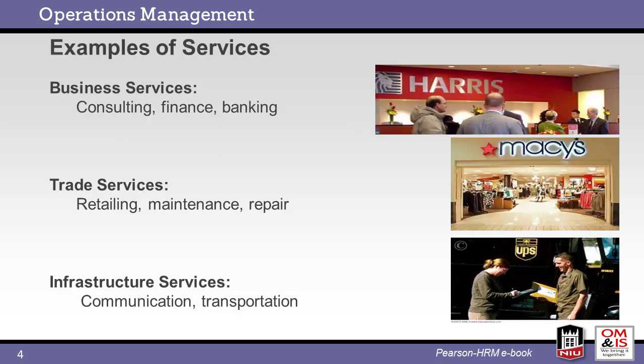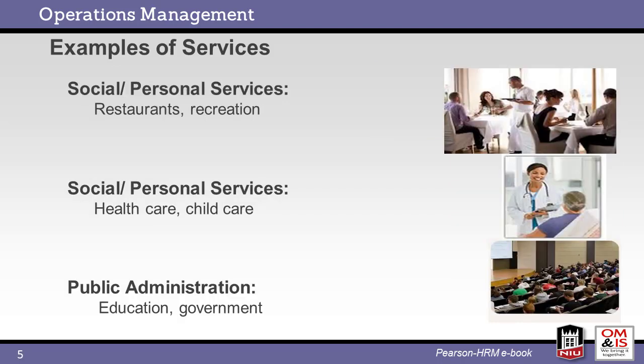Here we see examples of service businesses. Business services include banking and financial services. Trade services include retail, repair, and maintenance. Infrastructure services include communication and transportation. Other examples include social services like restaurants, recreational activities, healthcare, and childcare. Different governmental agencies and educational institutions are part of public administration.